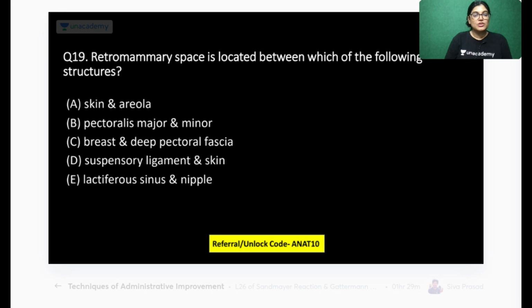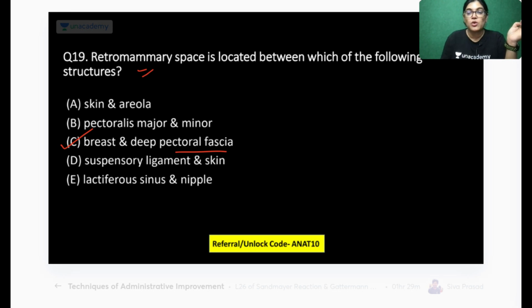So the correct answer is breast and the deep pectoral fascia. This is the retromammary space. This space is very important for implanting the breast implant. In cases of breast cancer, we have to go for a mastectomy operation and we remove the breast. But cosmetically it is not acceptable, so many females want to reconstruct the breast, and for that we put in the breast implant exactly at the space which lies between the breast and the deep pectoral fascia.